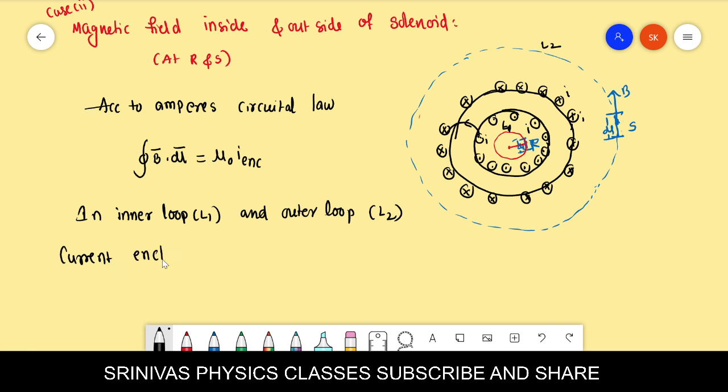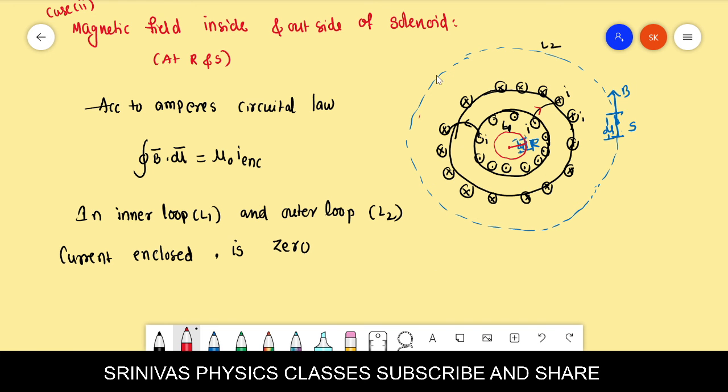Can anyone tell? Current enclosed is 0. Look here at the inner loop. The red one is the inner loop. Inside that, how much current is there? No current, because current goes like this only. This is outward current and this is inward current. Inside this there is no current. Follow the cursor. Current enclosed is 0.